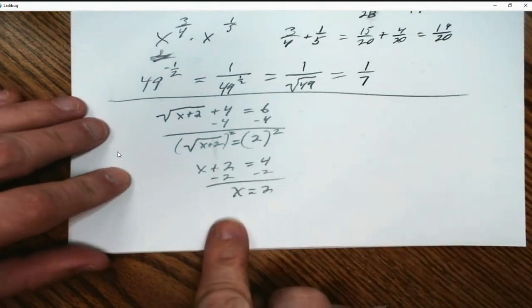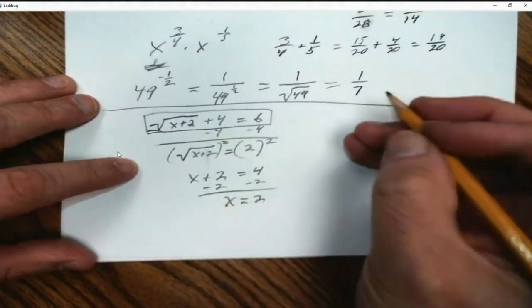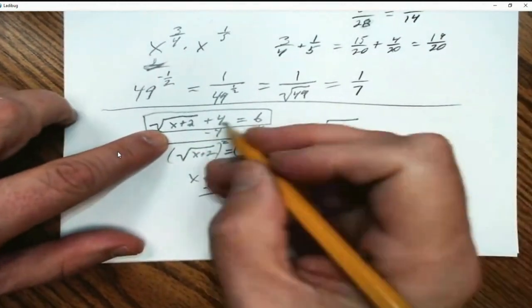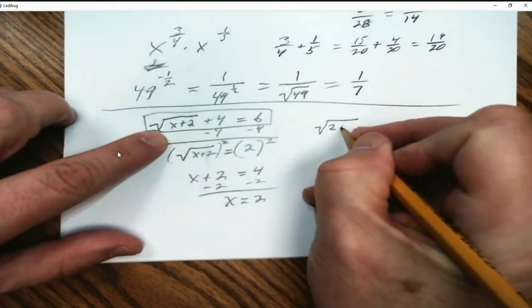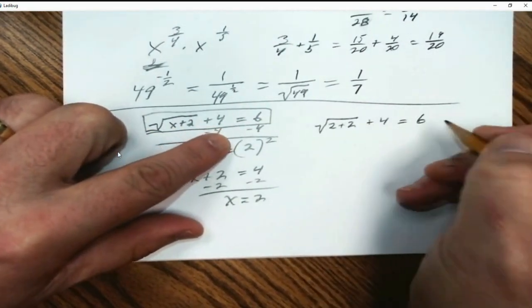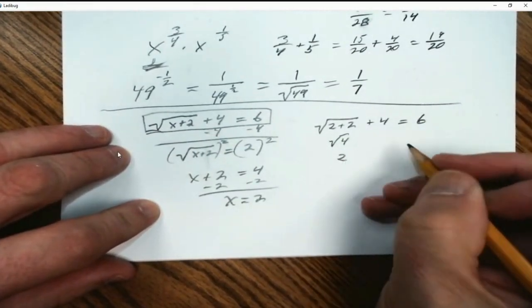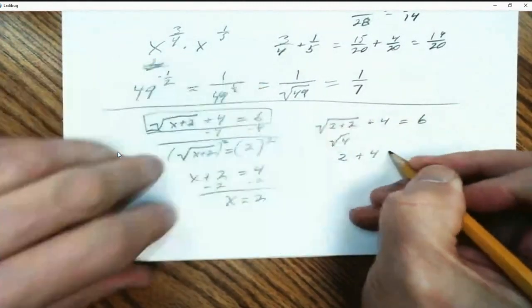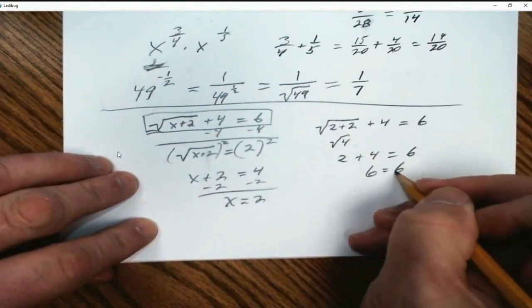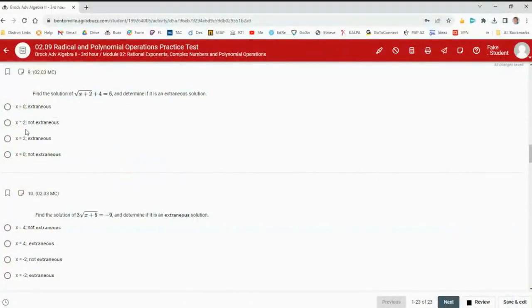Is it extraneous? Well, the only way to know that is to go back to the original equation and try it out. The square root of x plus 2, with x being 2, plus 4 equals 6. The square root of 2 plus 2, that's the square root of 4, which is 2, plus 4 equals 6. 6 equals 6. That's a good solution. So the solution is x equals 2, and it is not extraneous. It's an actual solution.